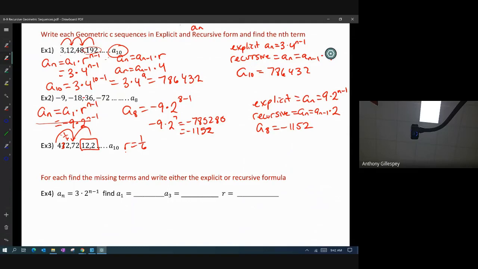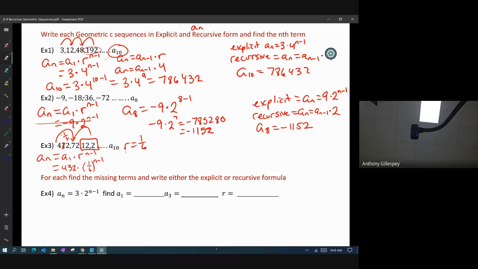All right. So to find any number, find the first number times the common ratio to the n minus 1. To find any number, what's the first number, guys? 432. What's the common ratio? 1/6 in parentheses. If you don't put the 1/6 in parentheses, it'll take the 1 to the n minus 1 power. The n minus 1 power will only be for the 1 and not the whole thing. So be careful with that. I don't want you to miss that, okay?